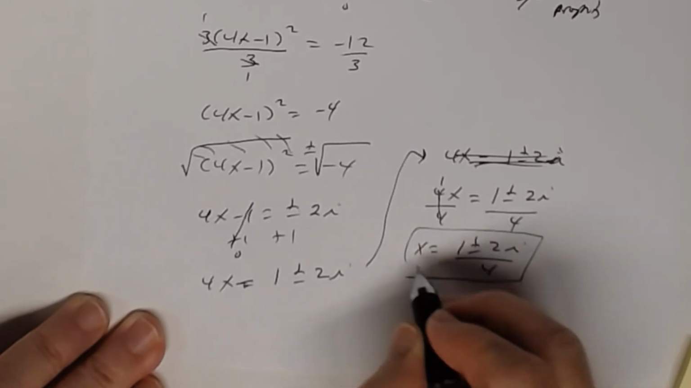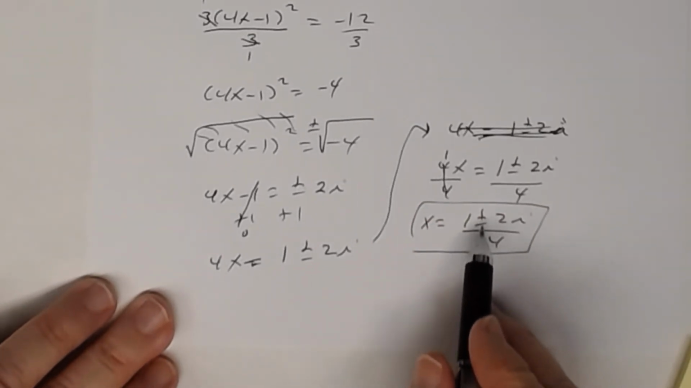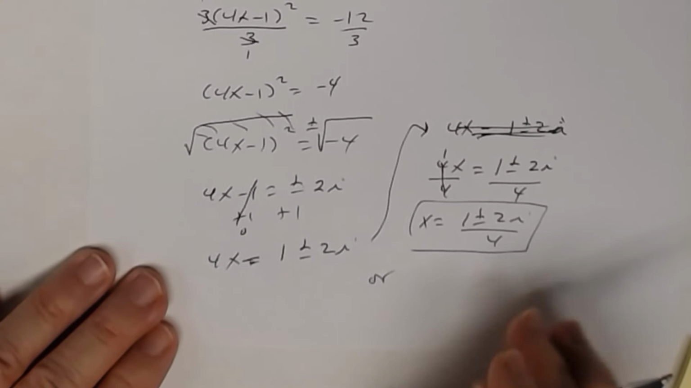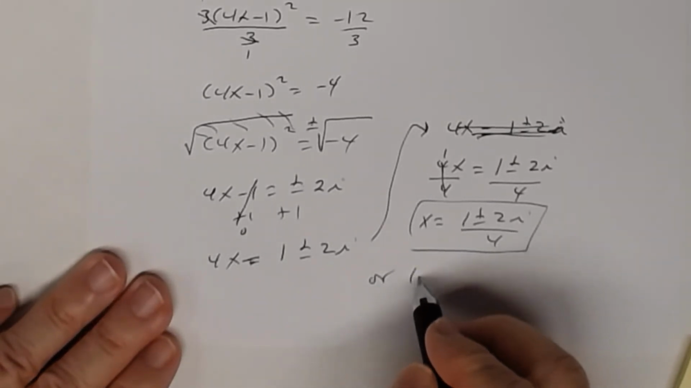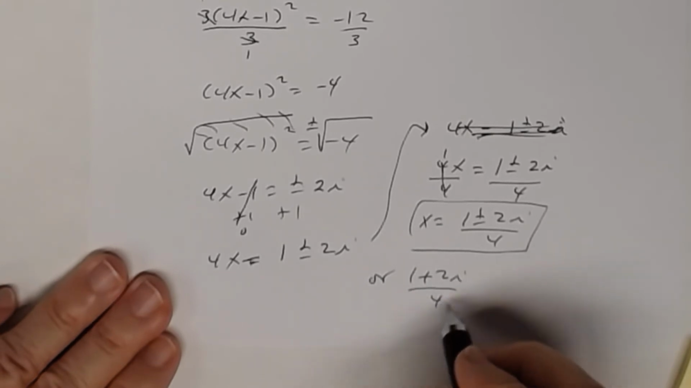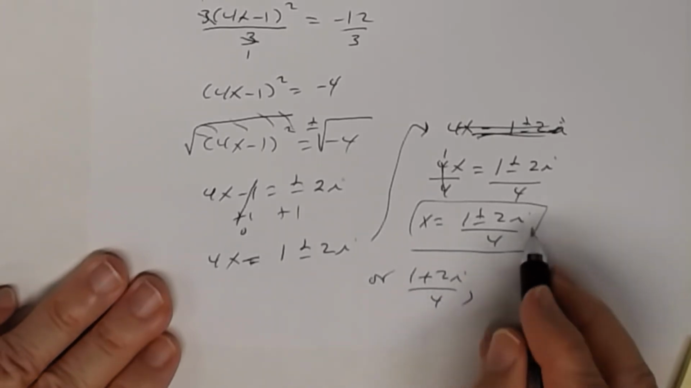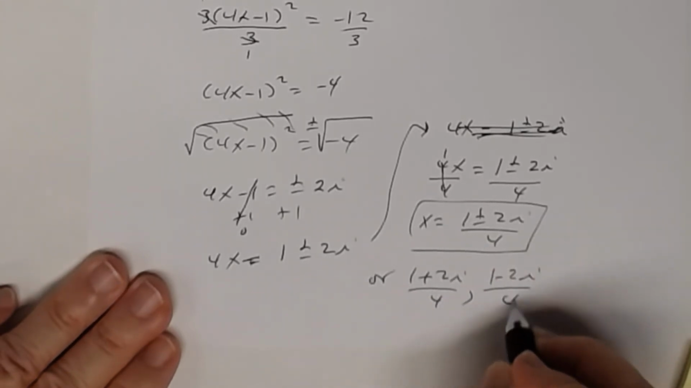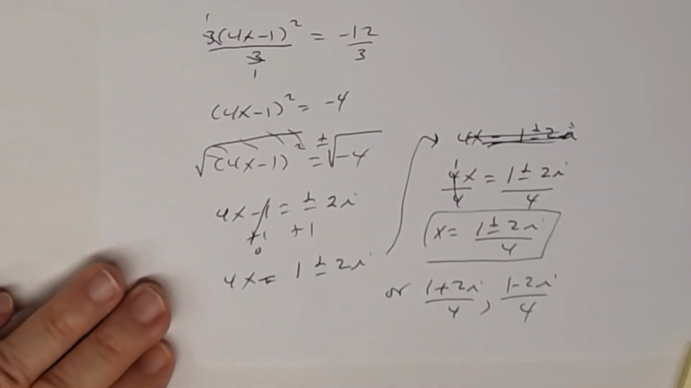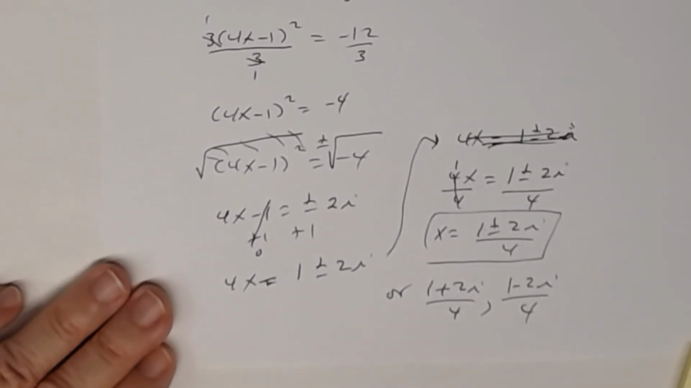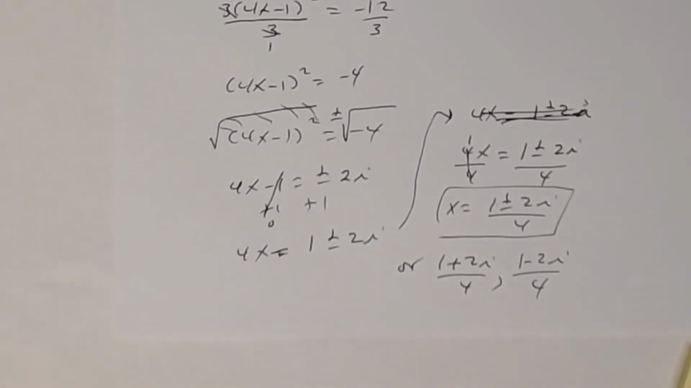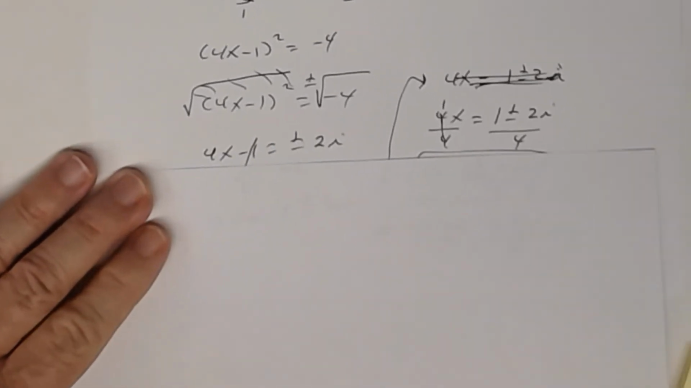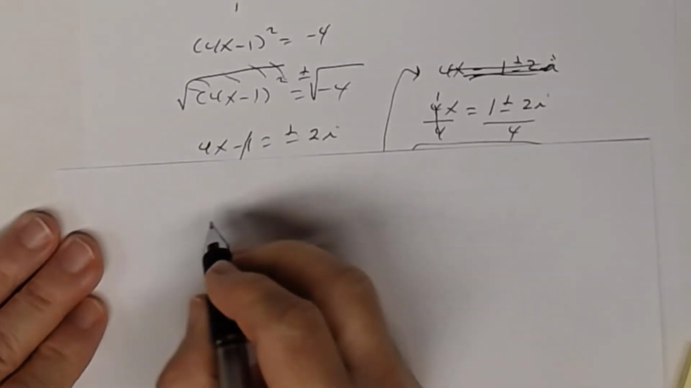So that's your solution. Remember, there are two solutions. See that plus or minus? Some students, though, prefer to write them separately. So you'll say 1 plus 2i divided by 4, comma, and then 1 minus 2i divided by 4. So those are your solutions. Okay? All right. Now, let me just kind of show you this. Where we had this right here, 4x minus 1 equals plus or minus 2i.